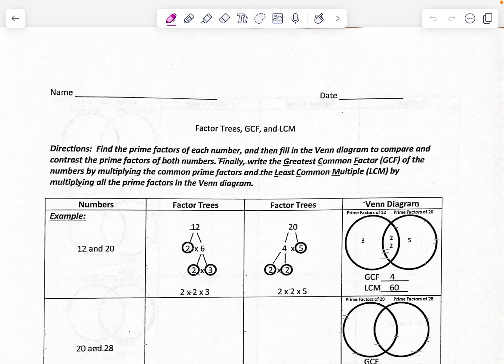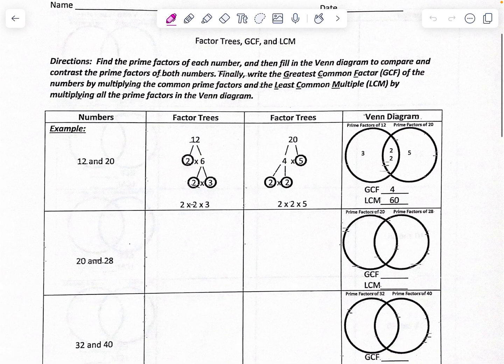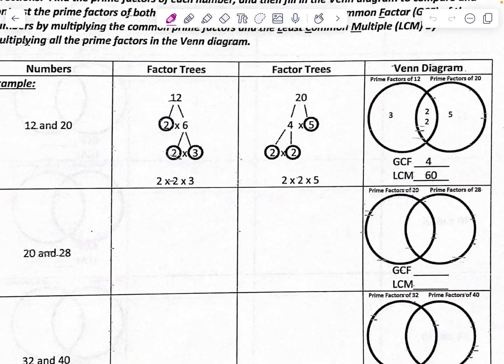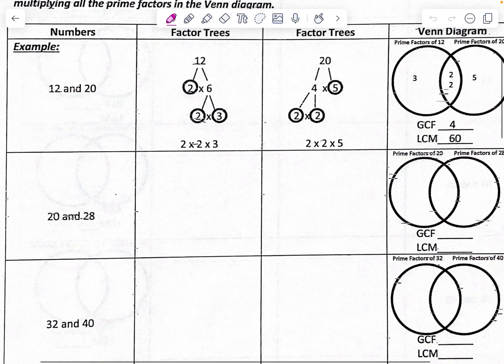All right, today we're going to talk about how factor trees can help us find the GCF, the greatest common factor, and the LCM, the least common multiple. Okay, our first example has been done for us. We're going to just skip over that one and move on to this one that hasn't been done. So we're going to look at 20 and 28.